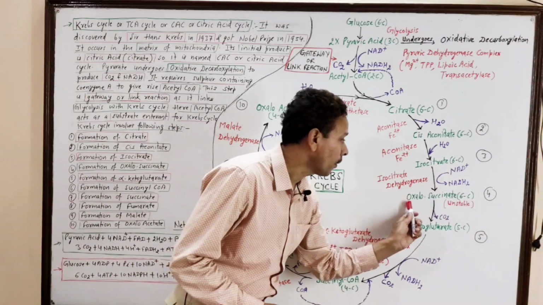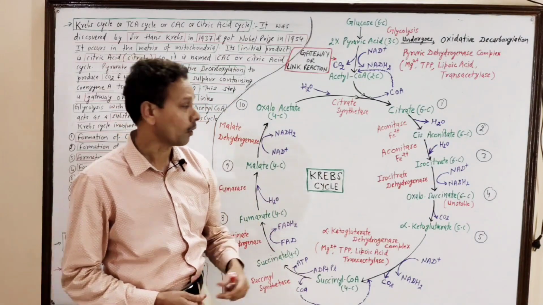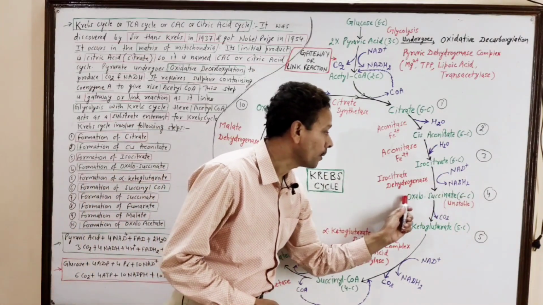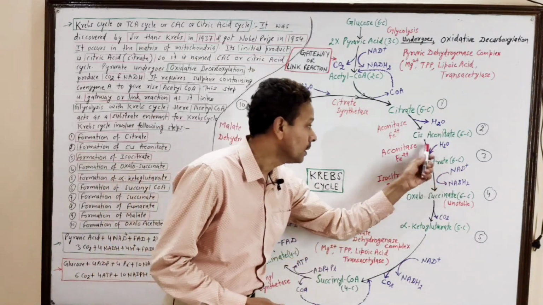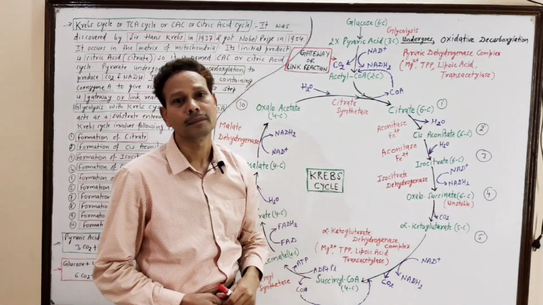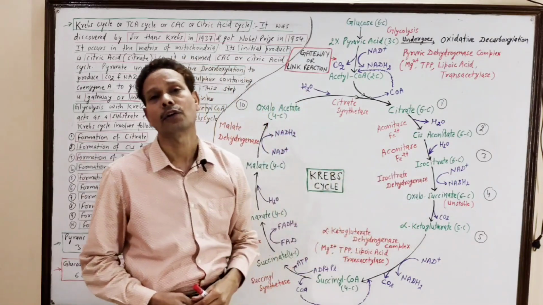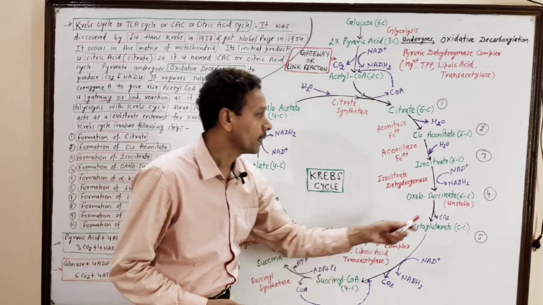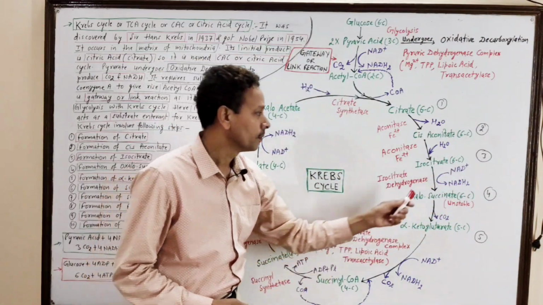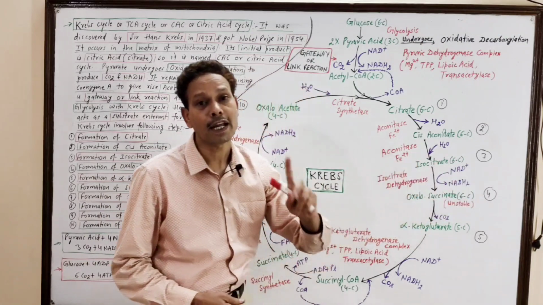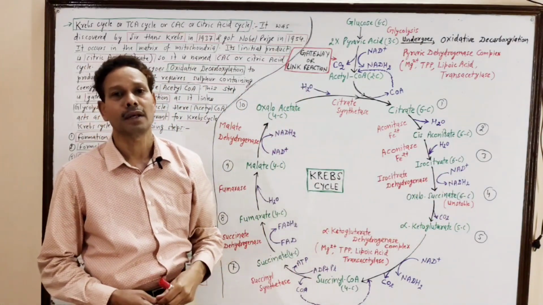Fourth step is formation of oxalosuccinate. In this step, isocitrate, in the presence of the enzyme isocitrate dehydrogenase, and the reaction is catalyzed by NAD plus, produces NADH2 or NADH plus H plus ions.